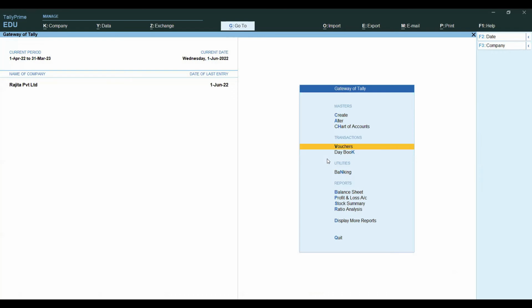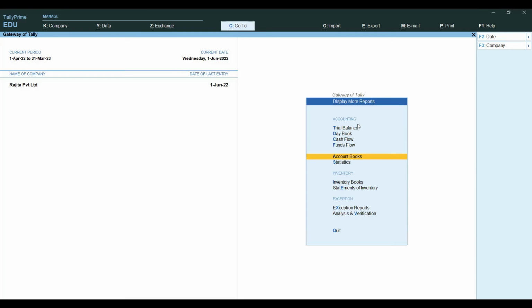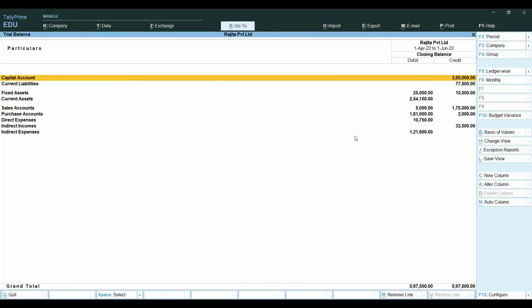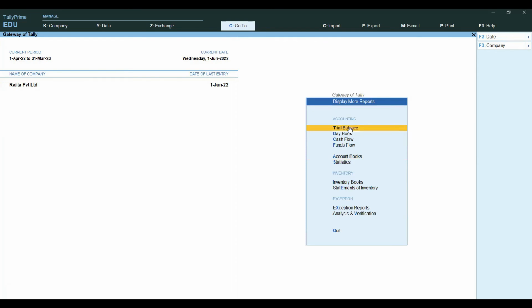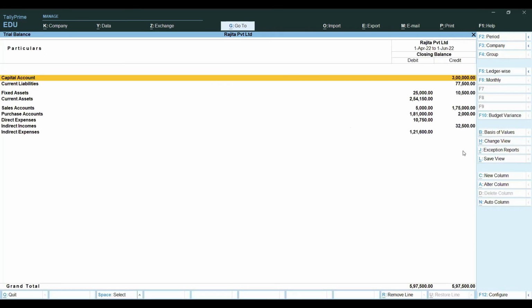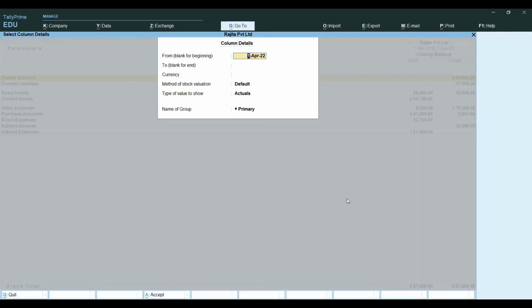Now I want to view the difference between budget values and actual values. What is the difference we are having? We want to view the budget variance. Now I am going to Trial Balance. If you want to view the variance, you can go to Trial Balance. Under Trial Balance, select New Column, and enter the date.